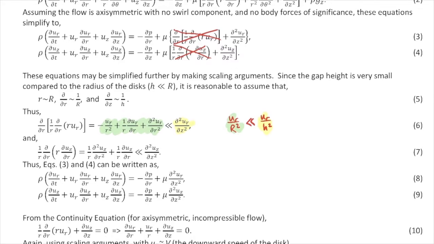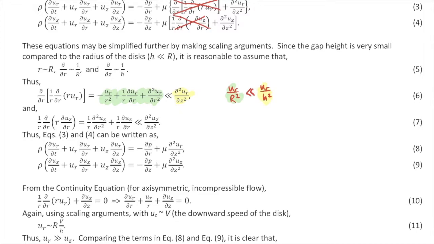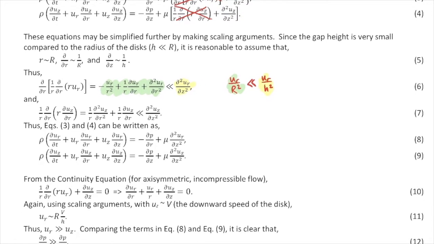Now, before I go ahead and do that, one of the things I want to do is make use of the continuity equation, or the conservation of mass equation at a point. And the continuity equation for an axisymmetric incompressible flow will look like this. This just comes from the formula sheet. Just conservation of mass at a point.